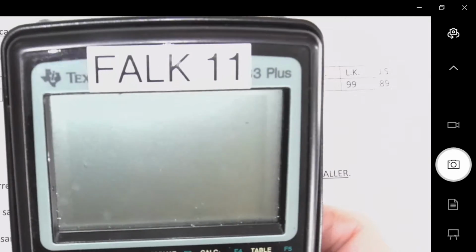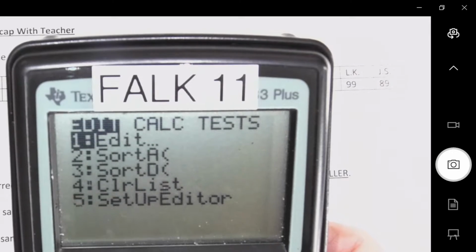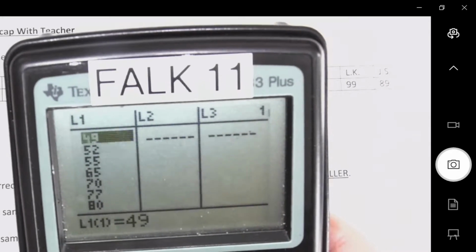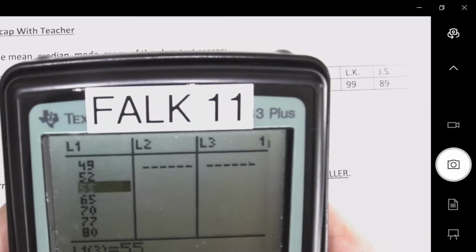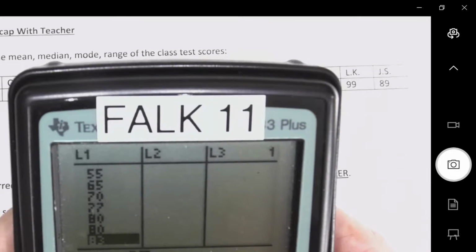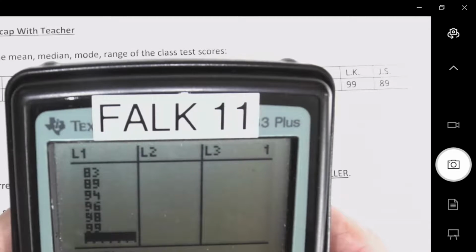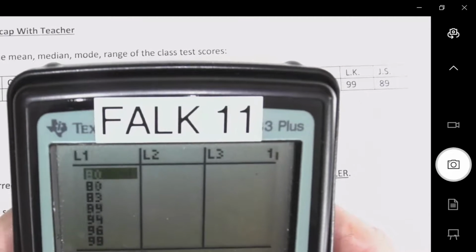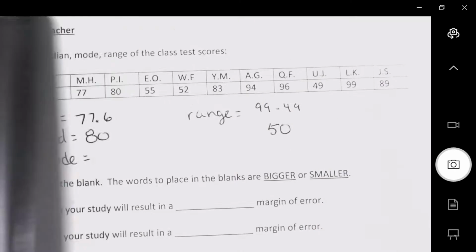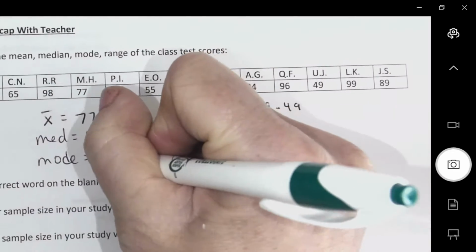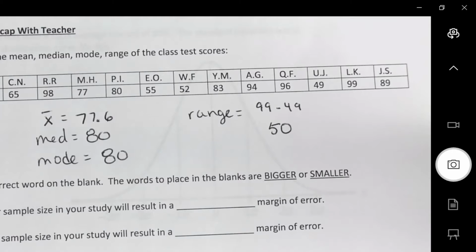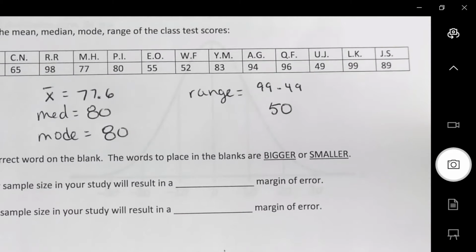Okay. Now I'm going to go back to the L1. So stat edit. And now I can scroll through them. Oh, 80, 80. That's twice. That's it. 80 happened twice. So 80 is the mode. All right. So that's the basics.